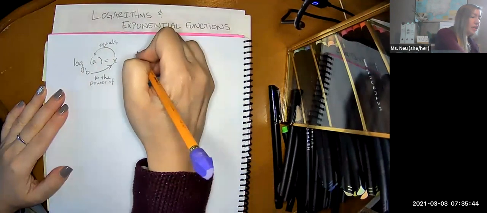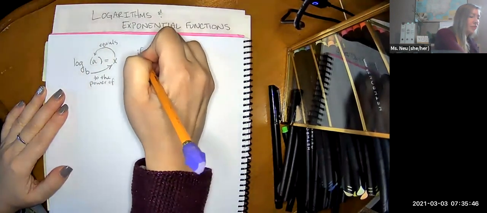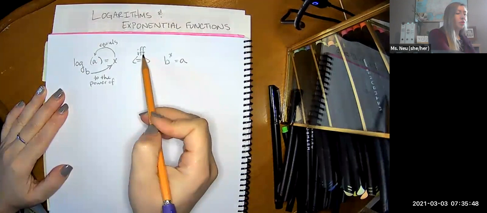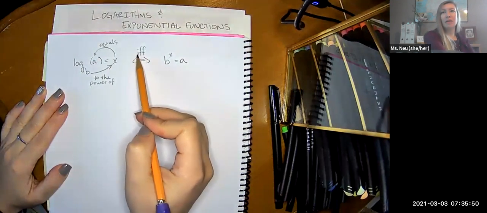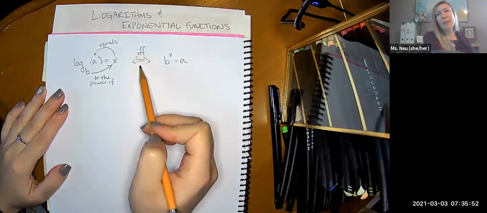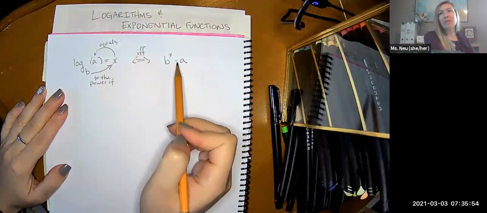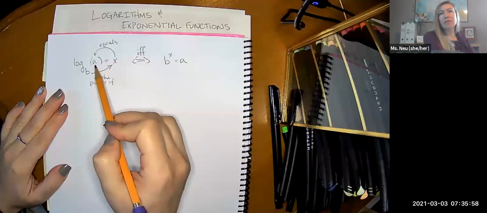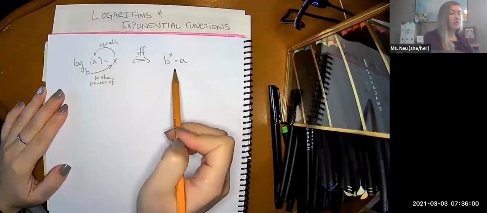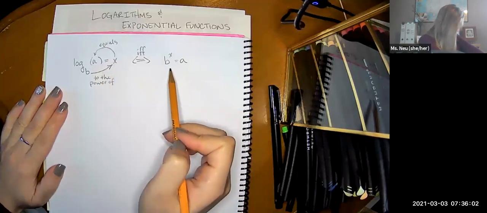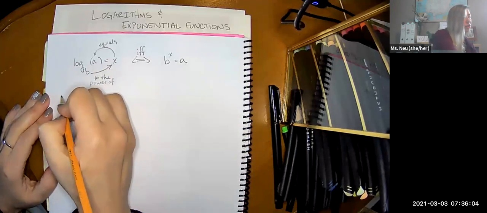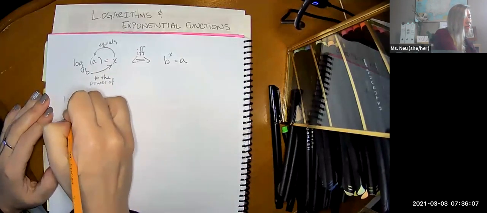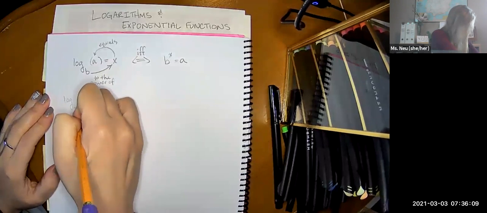That's where the if and only if statement that I said before can be shortened as like a longer if. So it means it can go both ways, right? So if I have this, I can rewrite it like this. And if I have something in the log version, I can rewrite it in the exponential version. So let's look at a quick example. So like log base 2 of 8.